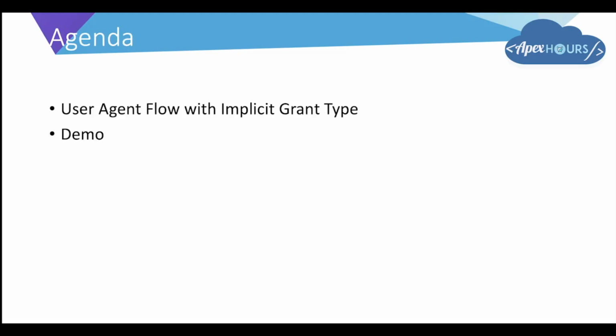So we have the following agenda. We are going to cover the user agent flow and learn about its definition, and we will see what the implicit grant type is, and then we will also see in a demo how it works.